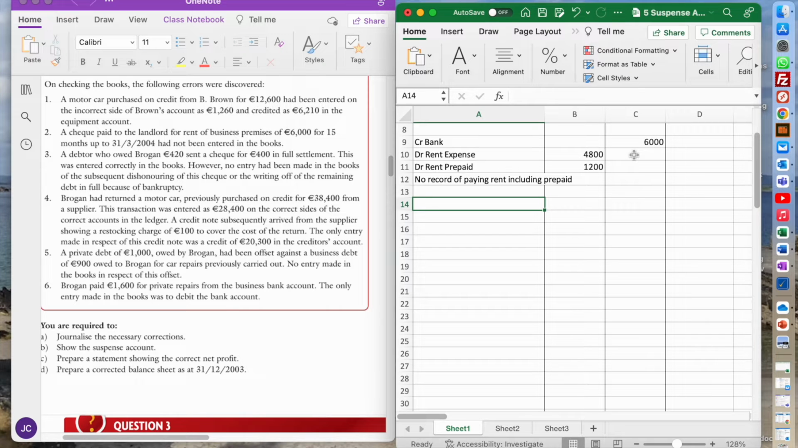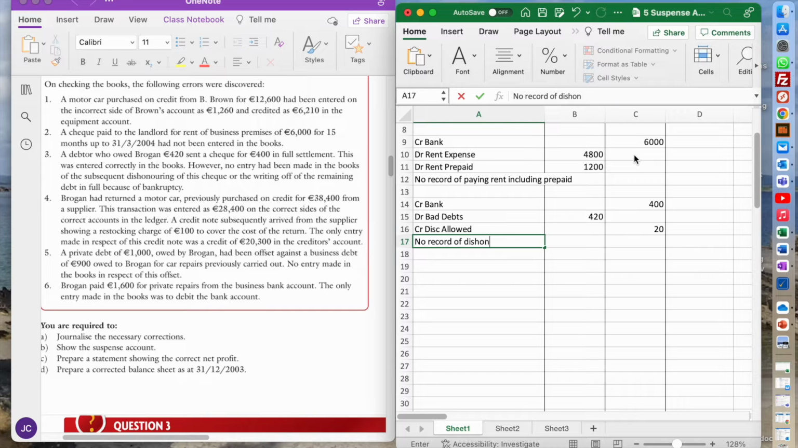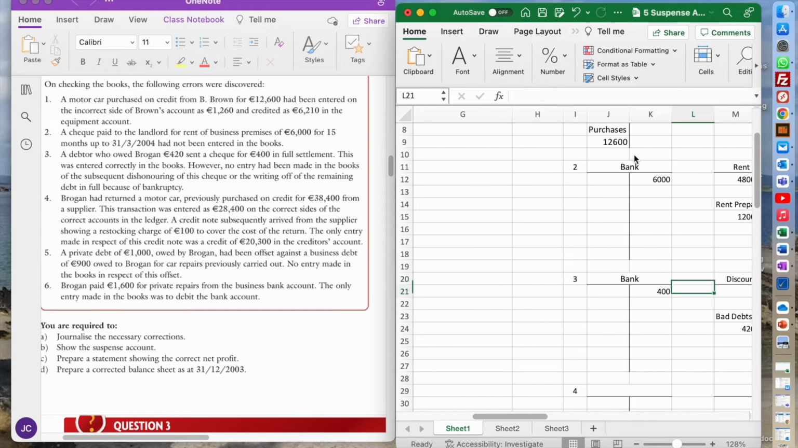So we have a credit in bank of 400. We have 420 as bad debts. And we have a credit of discount allowed. So that's number 3. Moving on to number 4.